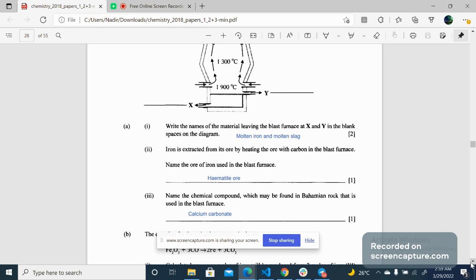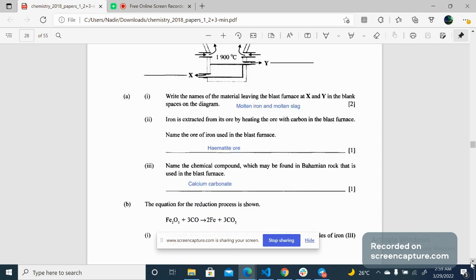So which ore? The treatment involves heating the ore in the presence of carbon in a blast furnace. In the context of the blast furnace, the ore that is used to extract iron by chemical treatment is hematite ore. So this is the ore. This is used to extract iron the blast furnace way. All right.